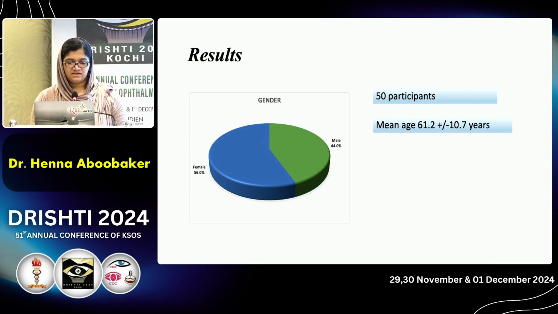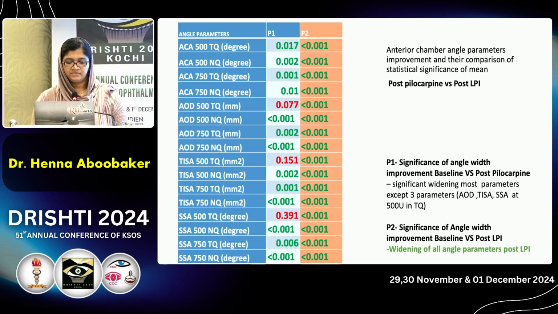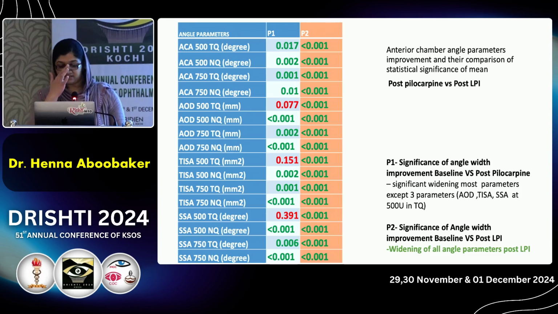Coming to the results, in our study the majority were females, and this table shows all the 16 angle parameters on the left hand side, with P1 showing the significance of the angle width improvement, baseline versus post pilocarpine, and P2 the significance of improvement post laser PI. It is seen that there was a widening of all the angle parameters post laser, as seen on the right hand side, and significant widening of most of the parameters except 3 parameters after pilocarpine instillation. So it's seen that laser iridotomy widens the angles better than pilocarpine.